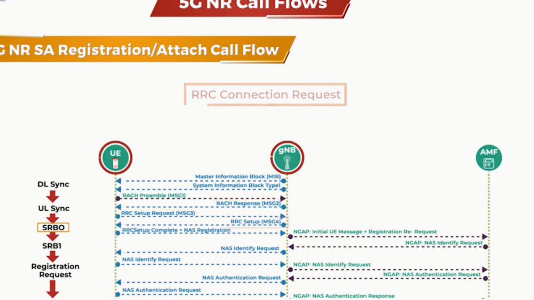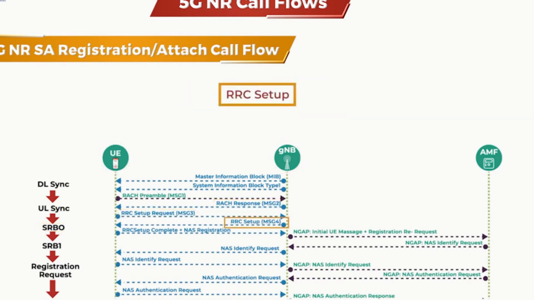Next comes RRC setup. The RRC setup message is sent to set up SRB1, contention resolution and the master cell configuration. The UE stops the timer T300 as it has received the RRC setup message. It carries the following information elements: radio bearer config and master cell group.